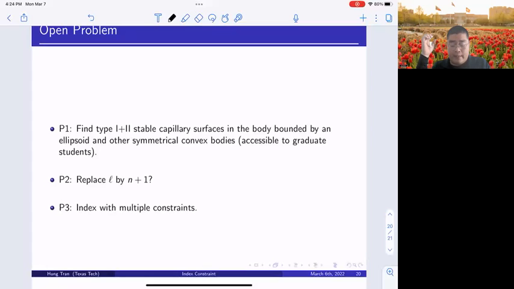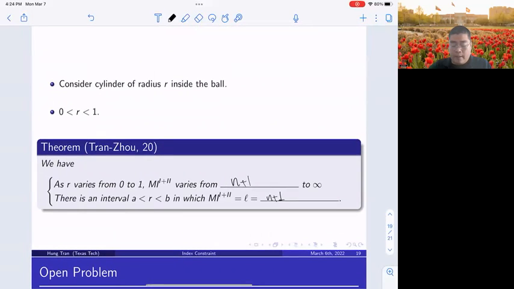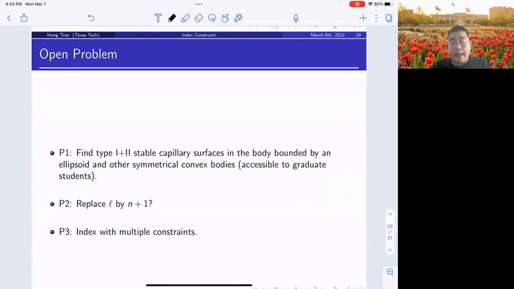Now the second problem is a little bit more sophisticated. Can we replace L by n plus 1? We saw from the example here that the index starts at n plus 1 and it goes to infinity. It jumps, it doesn't assume any value between 0 and n. And L actually can be equal to n plus 1 for certain cases. So that's why it is natural to ask whether we can replace L by a constant only depending on the dimension of the hypersurface. And this problem is difficult. I don't know how to do it.